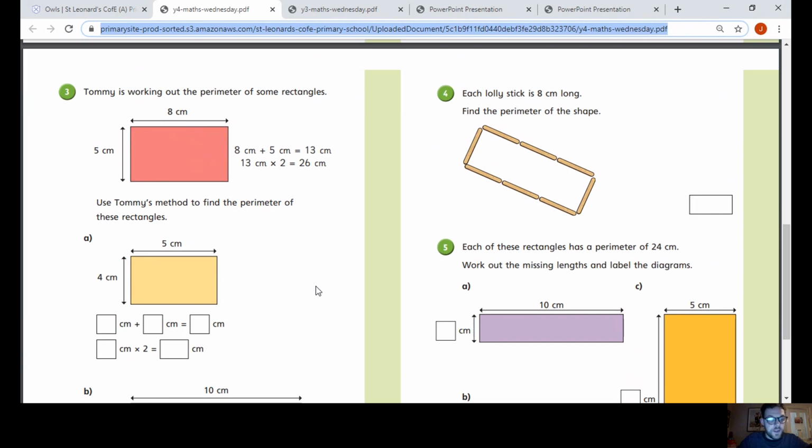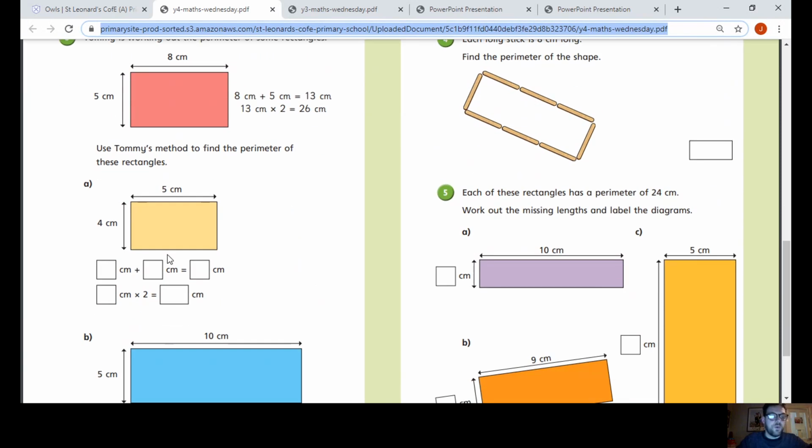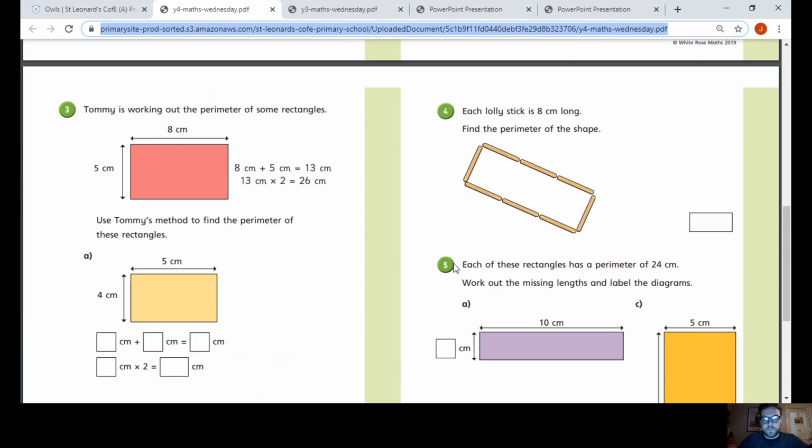Now you're going to use the same method to answer these two questions here. So looking at this side, if we know that one's 5, we know this one's 5. Because we know this is 4 centimeters, we know this one is 4 centimeters. So using the same method, try and fill out these calculations for me here.